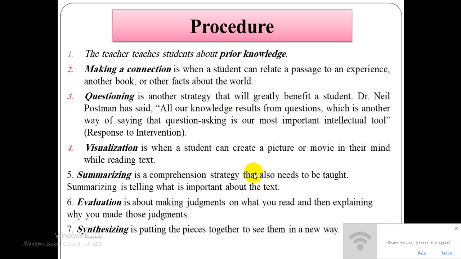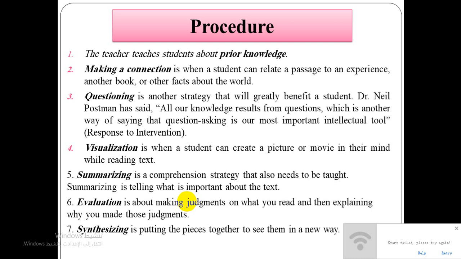Evaluation is about making judgments on what you read and then explaining why you made those judgments. Some activities to help with evaluating can be as easy as having a small group book talk or having students rate a book. Evaluating nonfiction text can be done by using a criteria checklist such as table of contents, index, titles, headings, etc. to help students rate a text.